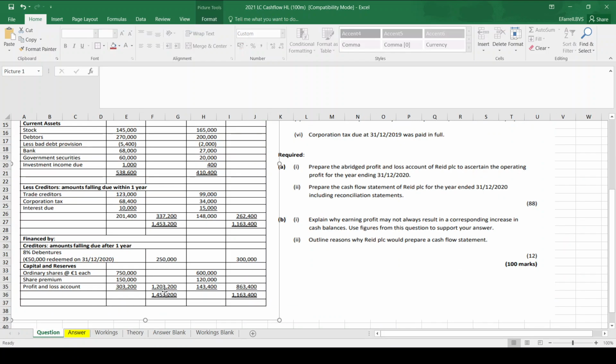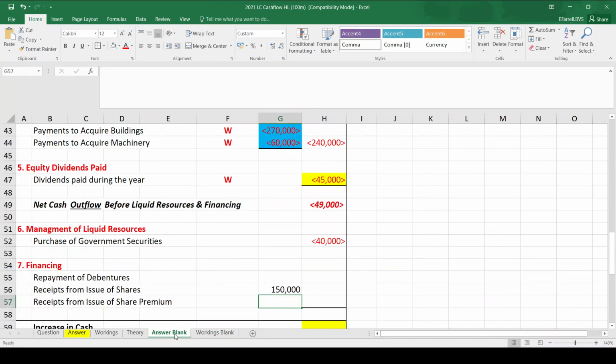Same with the share premium. The premium has gone from 120 to 150. That's just an additional charge on the shares. They've gone up 30,000. So again, that's 30,000 more for the company.